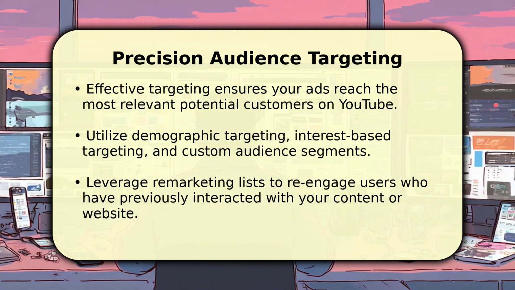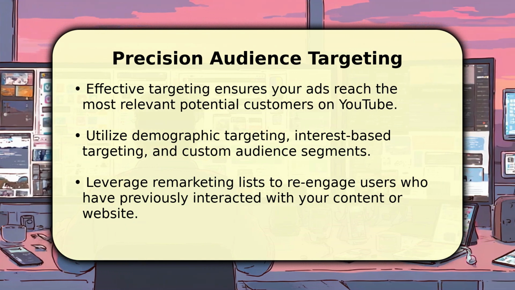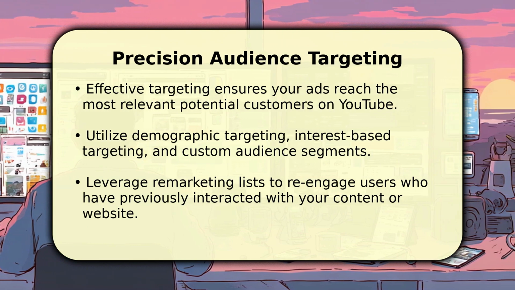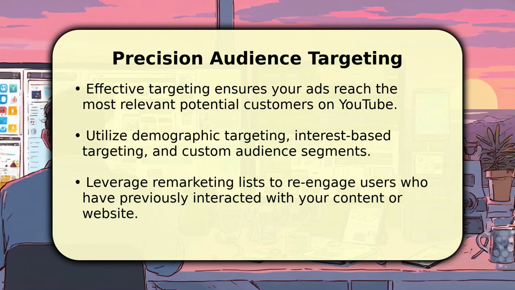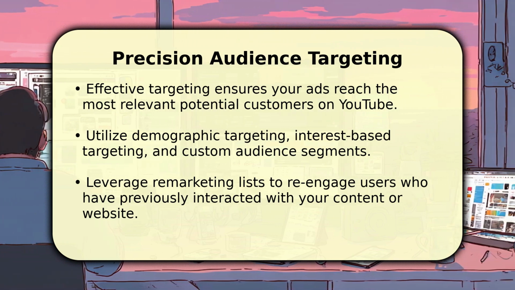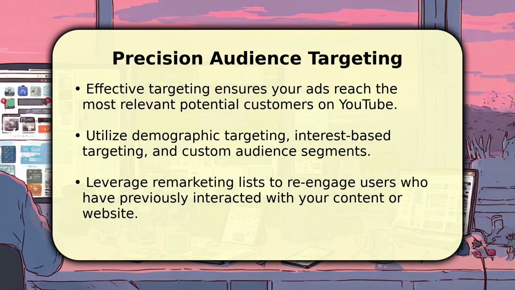Affinity audiences help you connect with people passionate about relevant topics, while life events targeting allows you to reach users during significant moments. Tailoring your audience drastically improves ad performance and minimizes wasted ad spend, focusing on genuine interest.